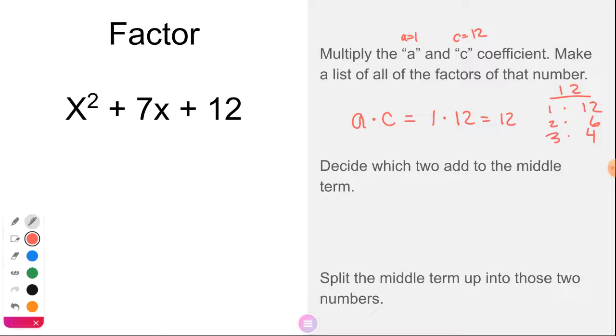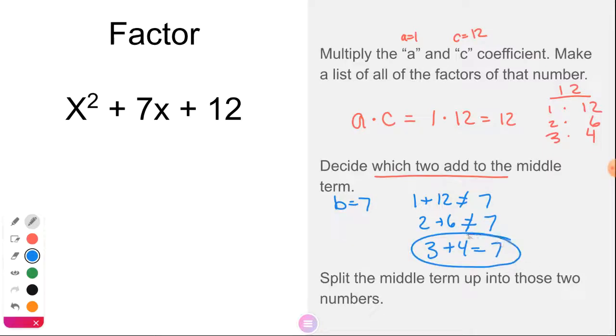Okay. So now we're going to decide which of these two are going to add up to b. Well, b is 7. So if we look at all of the factors, 1 plus 12 does not equal 7. 2 plus 6 does not equal 7, but 3 plus 4 does equal 7. So that's the combination of numbers that we're going to be looking at.